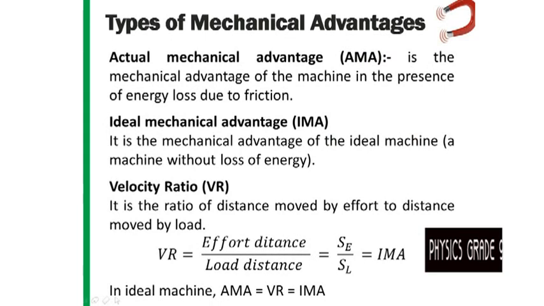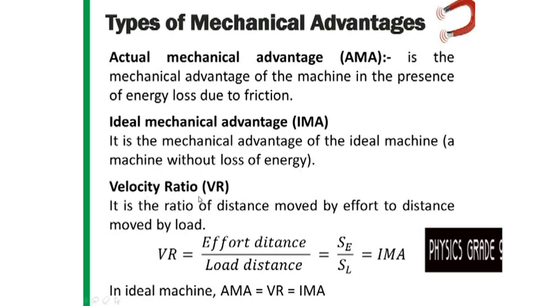So there are a number of different types of mechanical advantages. There is the actual mechanical advantage, usually written as AMA. And this really is just the mechanical advantage of the machine in the presence of energy loss, which is due to friction. And we can see this in many of the machines that are operating around us. Now, the ideal mechanical advantage, the IMA, is really the mechanical advantage of the ideal machine, where there is no loss of energy. And that would be the perfect machine.